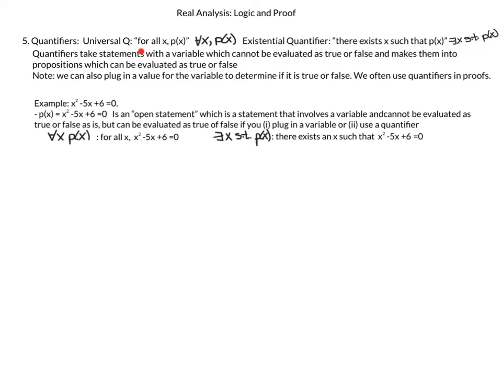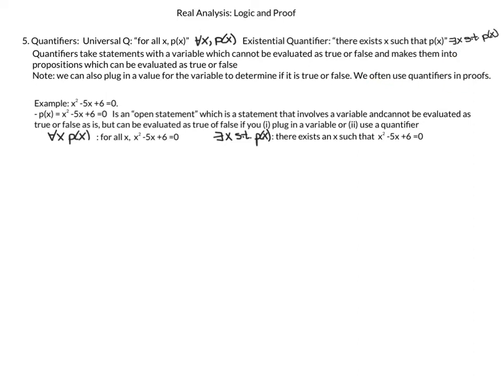So quantifiers take statements with a variable. In other words, we have this variable x, and usually these statements cannot be evaluated as true or false, but then the quantifier will make them into propositions which can be evaluated as true or false, and we'll do an example. But also note, we can plug in a value for the variable to determine if it's true or false. Also, we often use quantifiers in proofs.